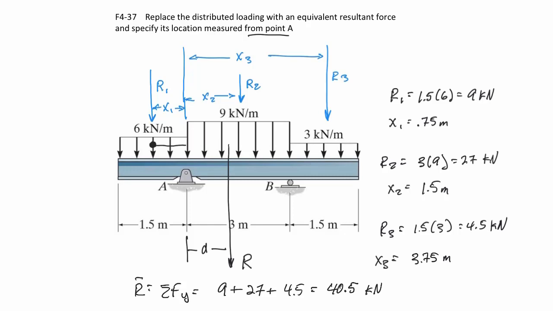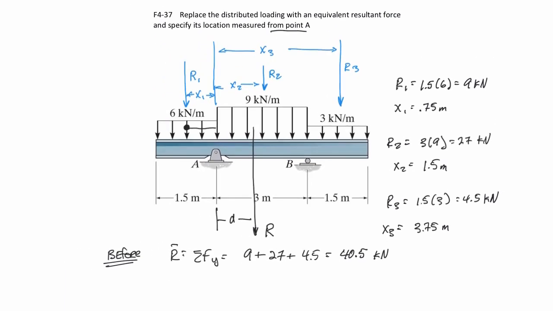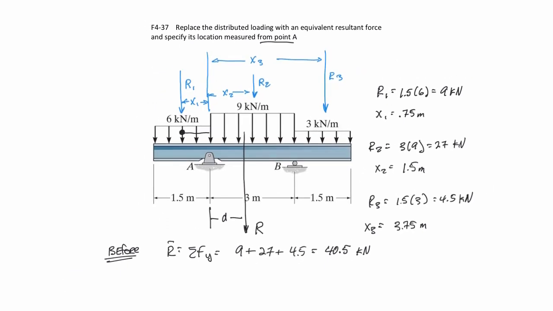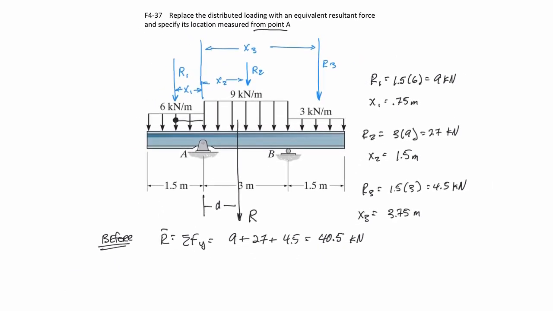And what is the effect? This is all the before. Let's move this up here just a little bit and see if we can find out the moment before, and that needs to be the moment afterward. Okay, so before, the moment about A caused by the distributed forces is going to be equal to R1 times X1, and that's going in the positive direction, in other words, the counterclockwise direction. However, R2 is going in the negative direction, times X2, minus R3 times X3.